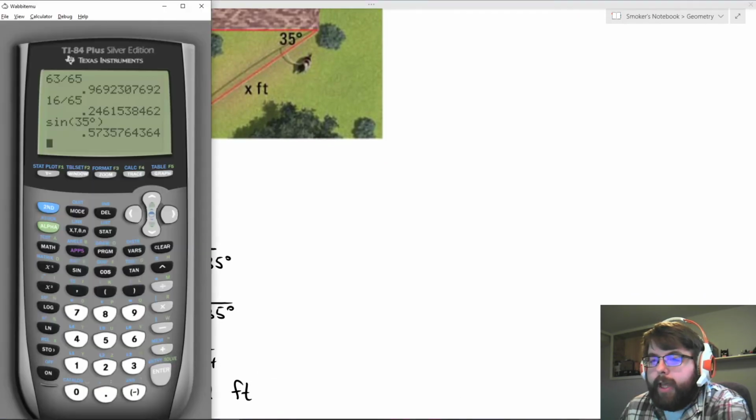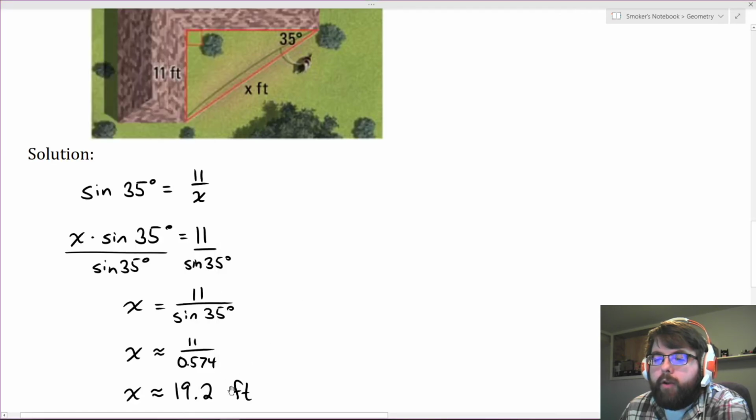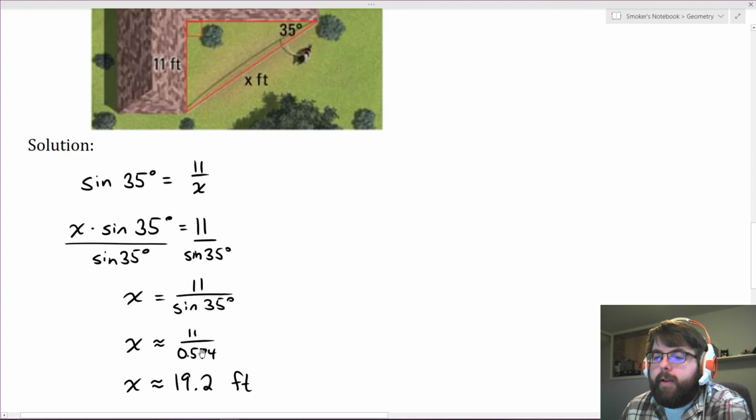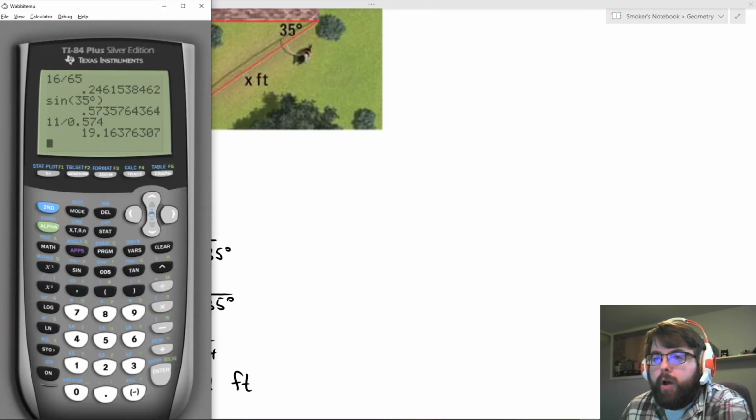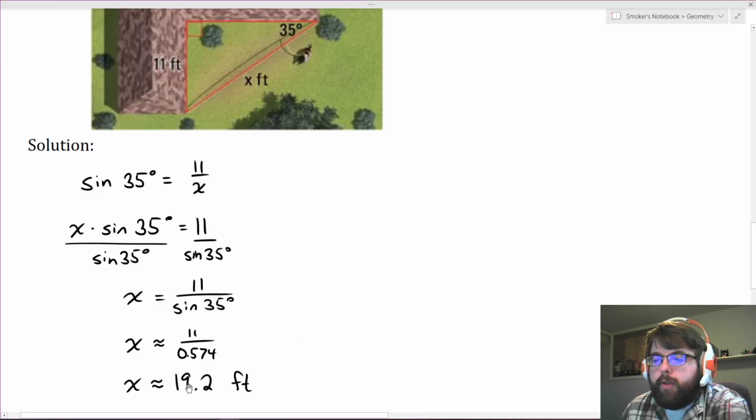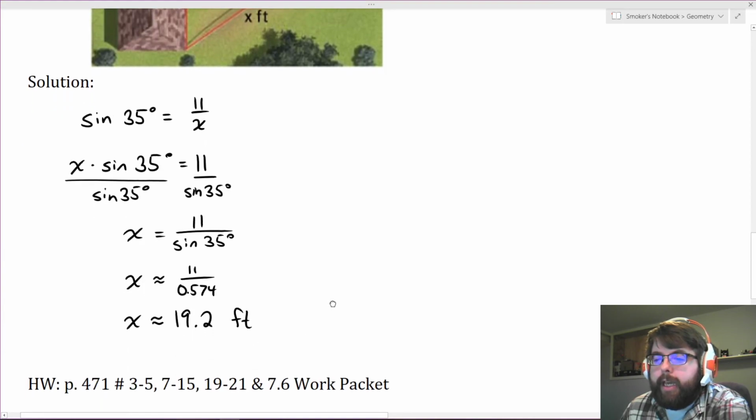The last step would be to take that 11 divided by 0.574, and get 19.16. We are okay with one decimal point for the final answer. I want 3 decimal points until you get to the final answer, because I don't want you to round too soon and get a less accurate answer. It was 19.16, which I rounded up to 19.2. 19.2 feet is the answer.